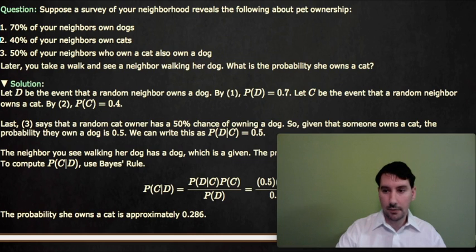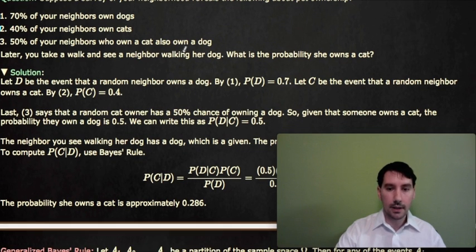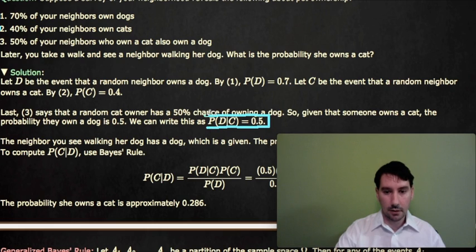And last, the information in 3, it's not a new event. We've already named the event that a neighbor owns a dog or a neighbor owns a cat. And 3 says 50% of our neighbors who own a cat also own a dog. So given that they own a cat, it's a 50% chance that they own a dog. And therefore, the probability that they have a dog, given that they own a cat, is 0.5. And that is coming from 3. So that's the information we have. P of D given C is 0.5, P of D is 0.7, and P of C is 0.4.